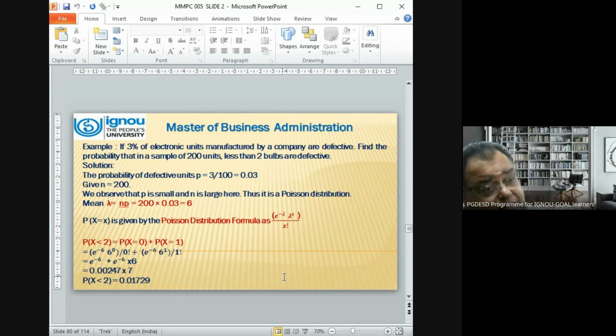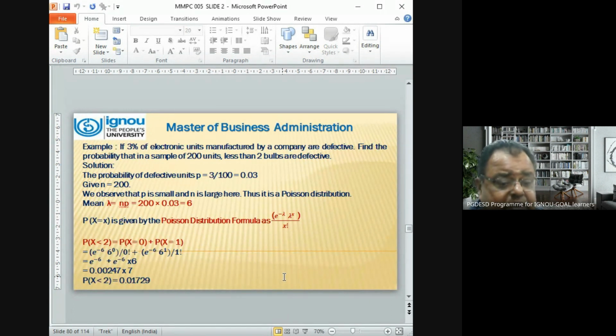Probability is 0.03 and sample size is 200. That means n is approaching infinity and probability is very low. So we have to calculate np. np is 200 into 0.03, which comes out to be 6. That means your lambda will be 6. Now we have to apply the Poisson distribution formula, that is e raised to the power minus lambda into lambda raised to the power r upon x factorial.